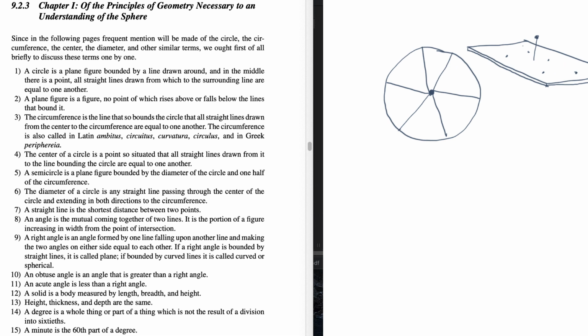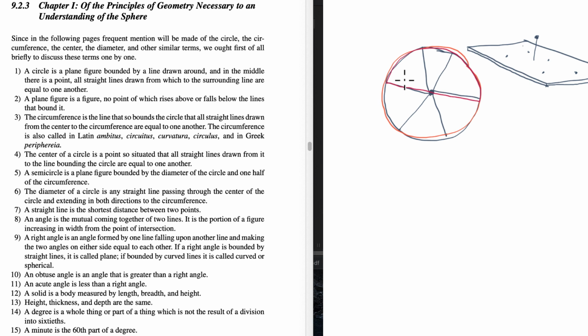He talked about a circumference as a line that bounds a circle, that all straight lines drawn from the center to the circumference are equal to one another. And then he reminds us of some of the Latin terms, this line right around here, the circumference. He mentioned the center of the circle is a point situated so that all straight lines drawn from it to the line bounding the circle are equal to one another. Some of these you might see as redundant. He mentions what he means by semicircle is a plane figure bounded by the diameter of the circle and 1/2 of the circumference, right? So if you draw a line right here, that's the diameter, and then 1/2 of the circumference, that would be a semicircle. He mentioned the diameter of a circle is a straight line passing through the center of the circle and extending in both directions all the way to the circumference.